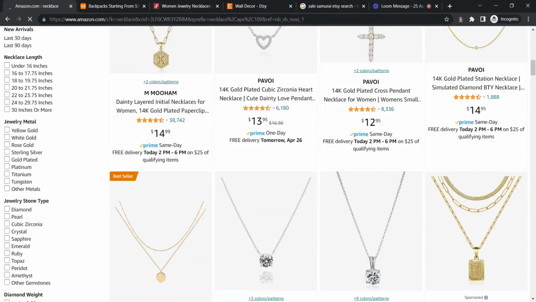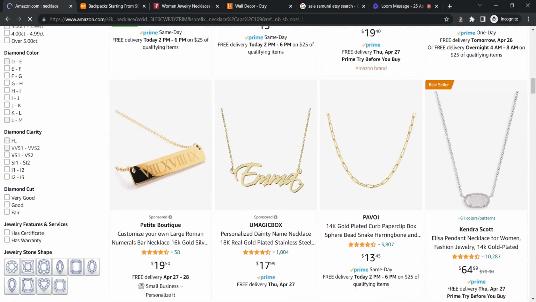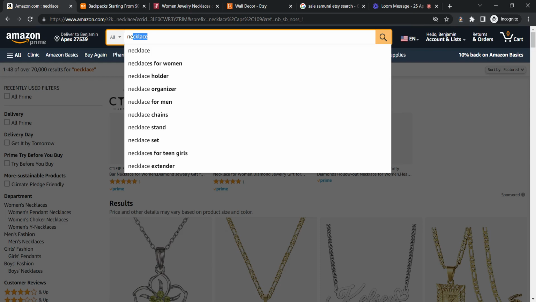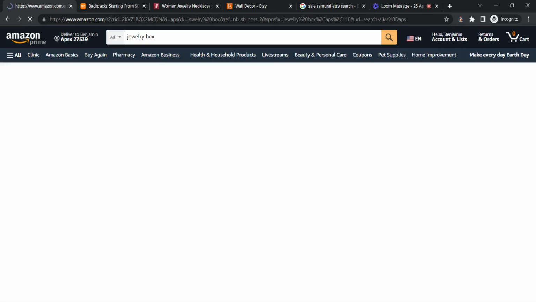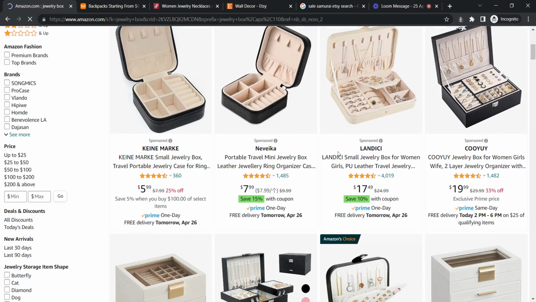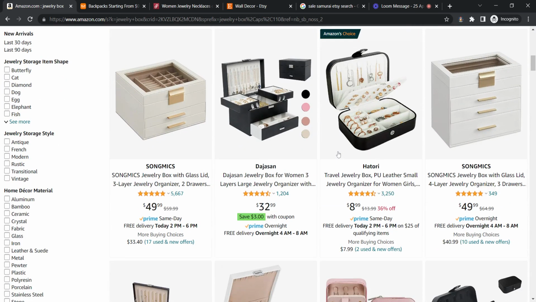Maybe a custom necklace, or maybe a jewelry box. You can get your ideas from looking at other products and at what Amazon's feed is giving you. So say you sell this $9 jewelry box for $30, and you can make like $15 profit.